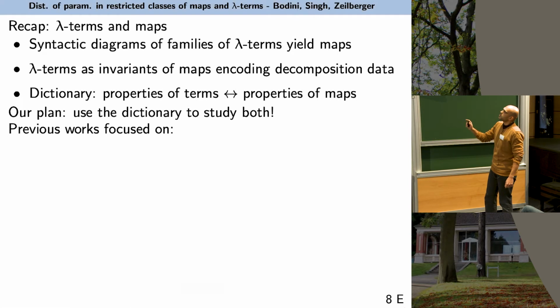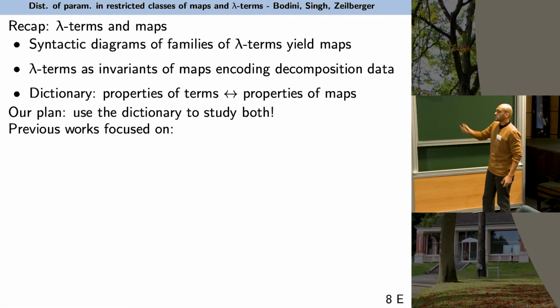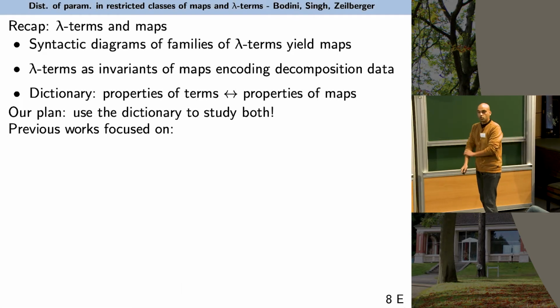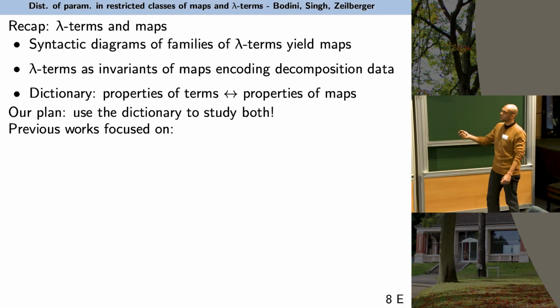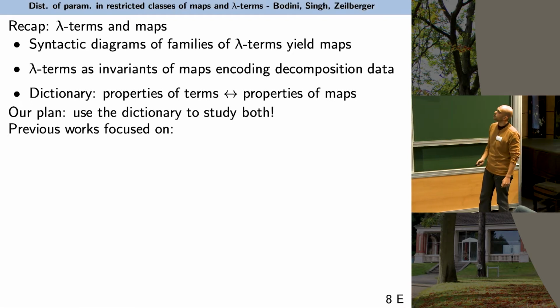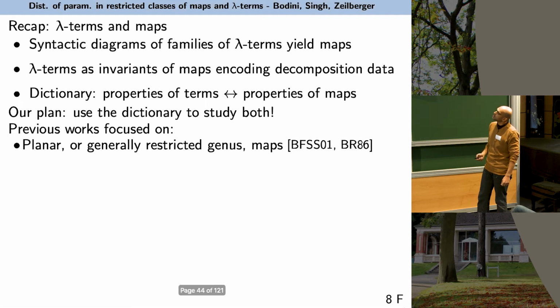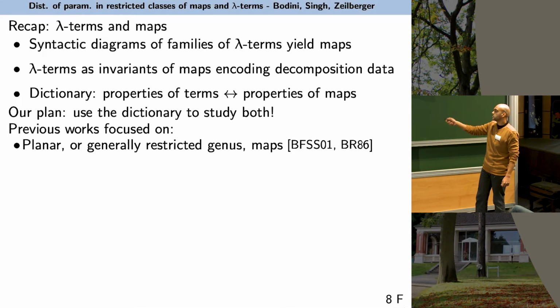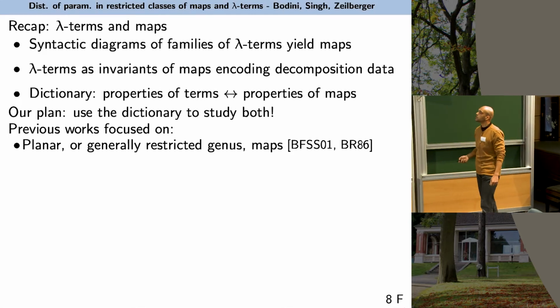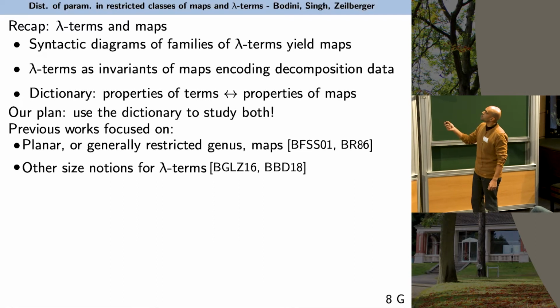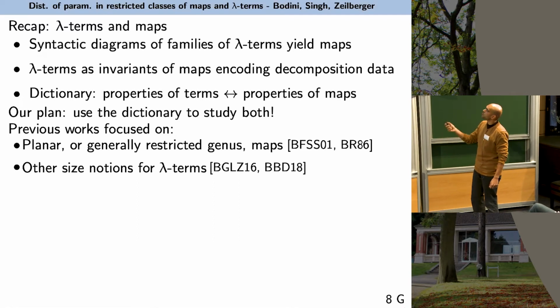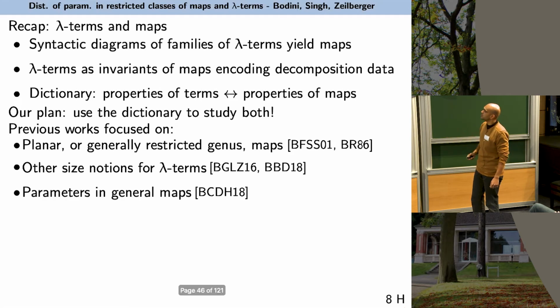And so we can talk a little bit about previous work. Maps are, of course, a very central field of modern combinatorics. They have been studied a lot, and lambda terms are the same for the corresponding fields of logic. For example, planar maps, or generally restricted genus maps, have been studied a lot, and so have lambda terms, but with other size notions. Taking other size notions of lambda terms is also a legitimate move, and a lot of people have written work about the combinatorics of lambda terms under these other models.